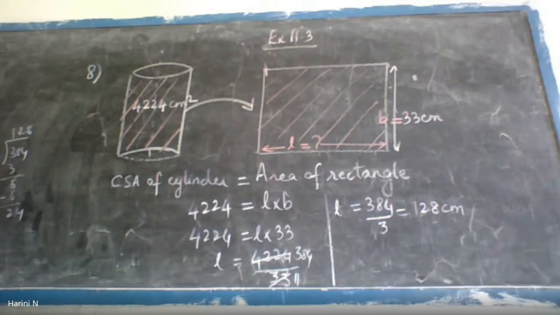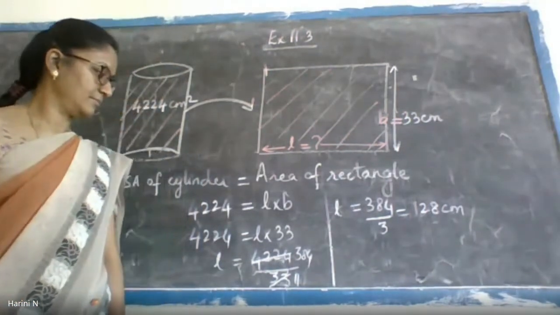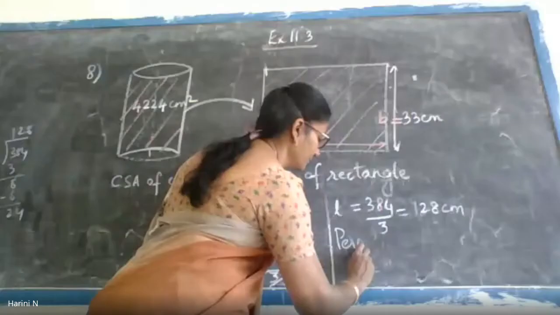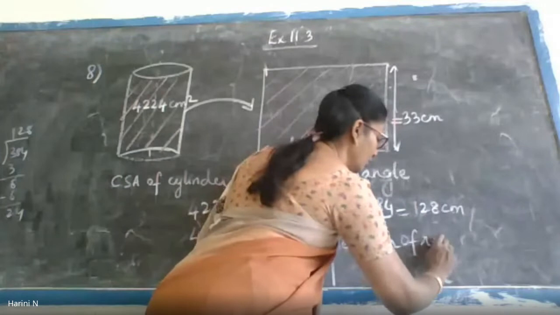Now what next? Did they ask you to find the length or something else? They asked for the perimeter of the rectangular sheet, not only the length. After length, we have to find the perimeter. Any doubt? Perimeter of rectangle.